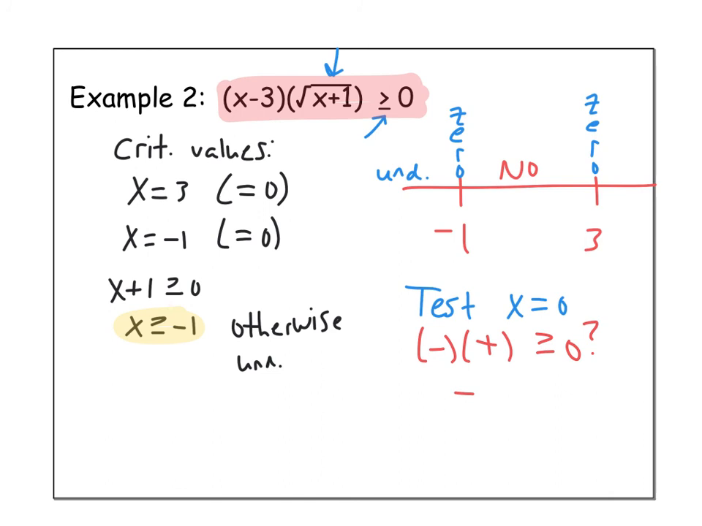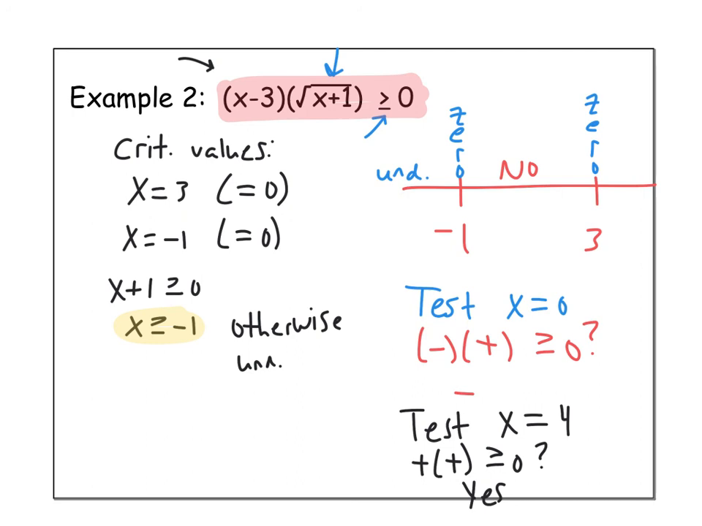Now let's just test. What if we tested a value that is greater than 3? Okay, let's test x equals 4. Again, I'm going to plug into the original inequality. So the factor x minus 3 in that case would be positive. The square root of x plus 1, if x is 4, that would be positive. Is that greater than or equal to 0? Yes. So in this case, that interval works.